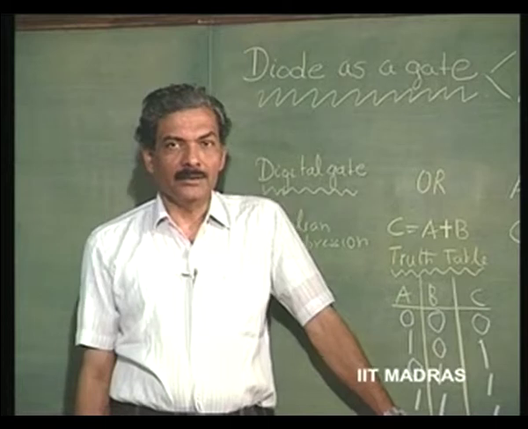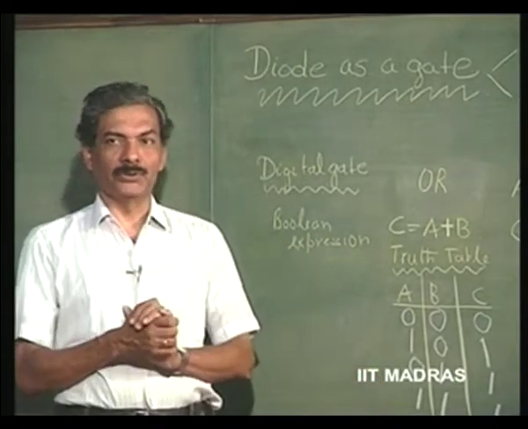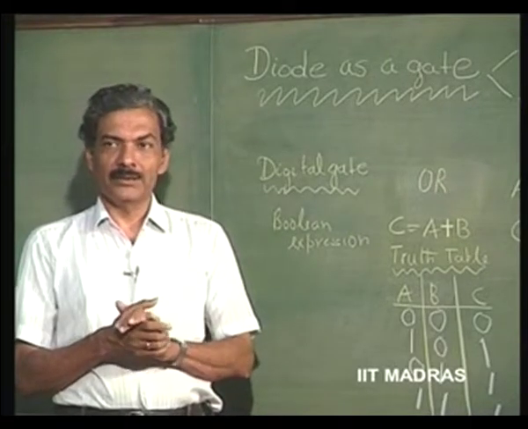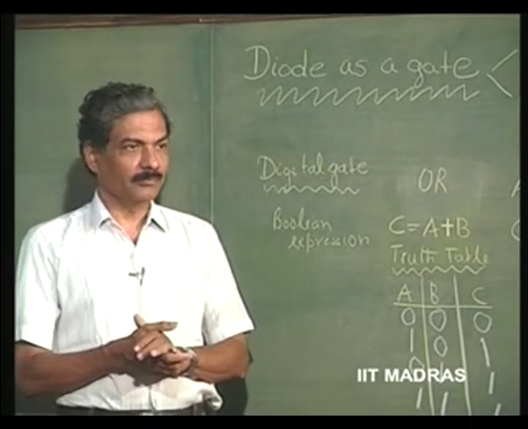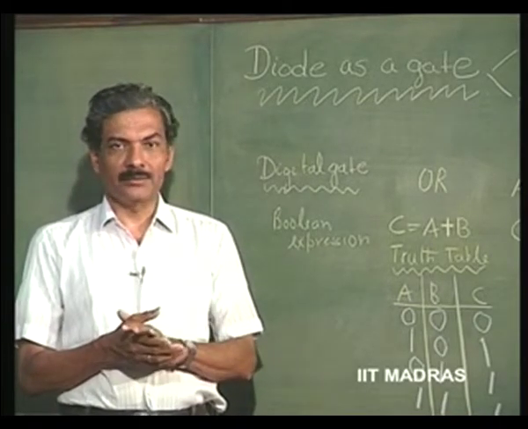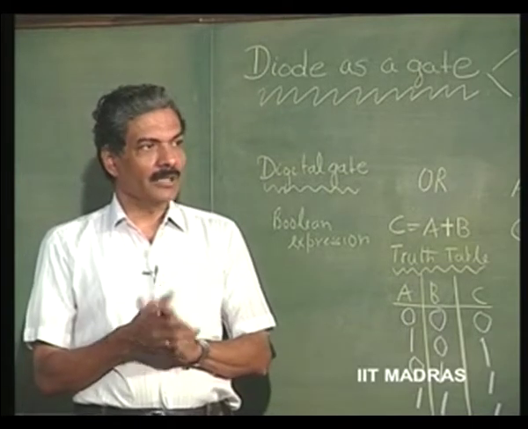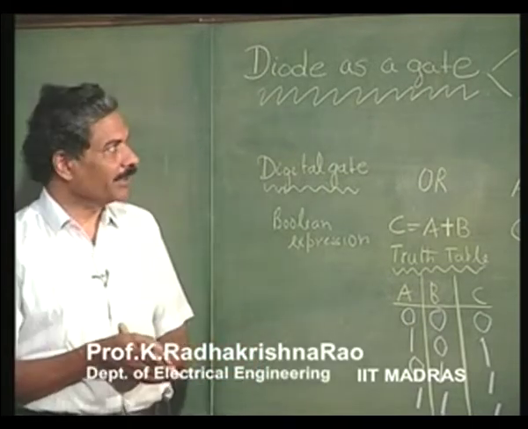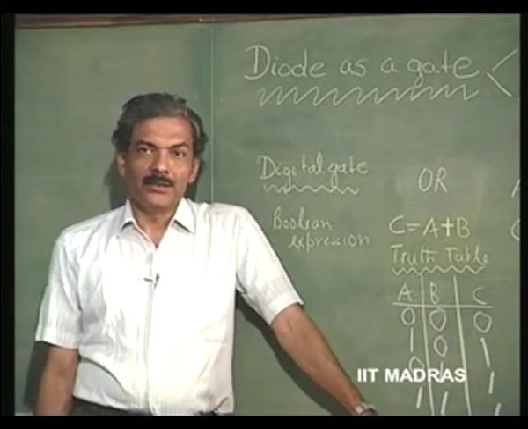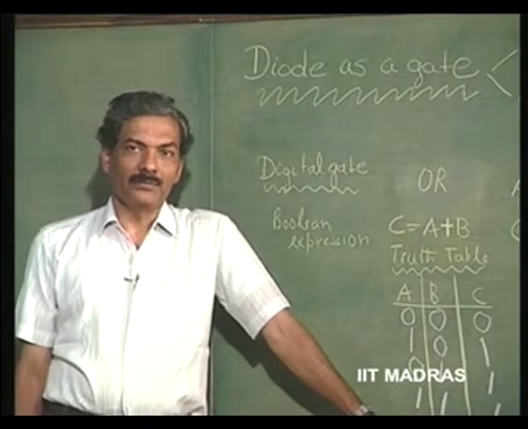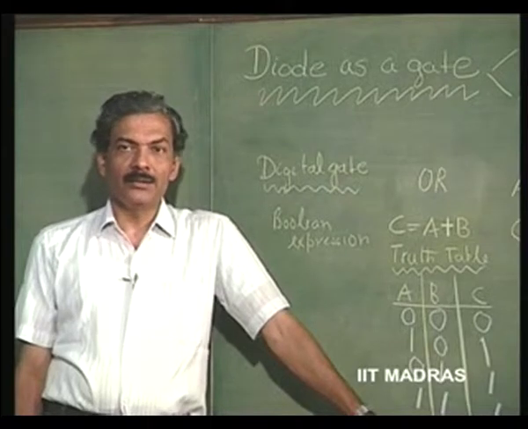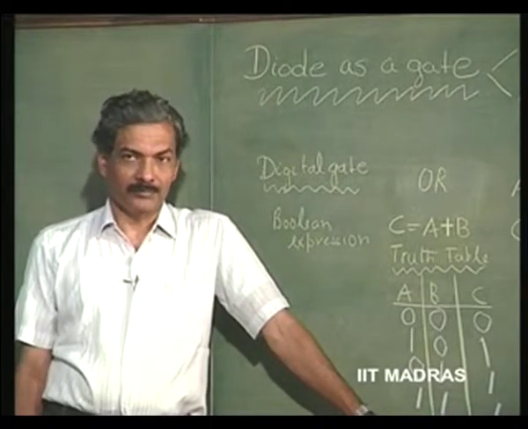In the last class, you people have been exposed to diode as an element for converting a particular waveform into another waveform, AC to DC or say triangle to sine wave. All these clipping, clamping, wave shaping was discussed. Today's class will discuss about two other important uses of the diode. One as a digital gate, another as analog gate.